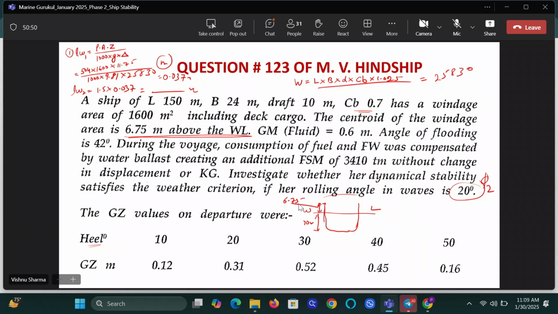Then we need to draw the GZ curve. We need to have the corrected GZ. What has changed? Has the displacement changed? No. Has the KG changed? No. What has changed is FSM. FSC has changed. That means it has actually changed KG only, because you correct the KG with FSC. Guys, if FSM has increased, will the virtual center of gravity move up or down?